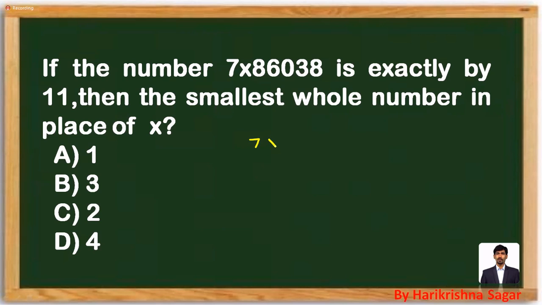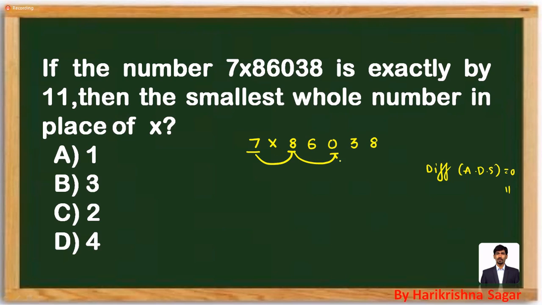So we have the number 7x86038, which is exactly divisible by 11. What is the value of x is the question. So the difference of alternate digit summation should be equal to 0. That's the rule, right? The difference of alternate digit summation should be equal to 0 or any multiple of 11.